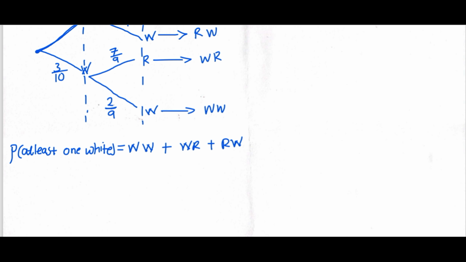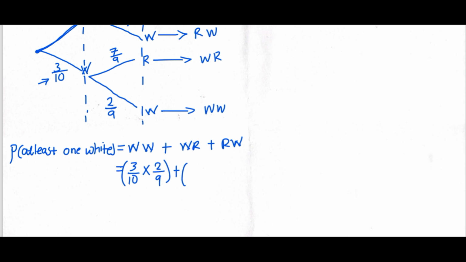So we are not going to include the RR, since in RR there is no W. Now, the first letter here, like this first W, represents the first before you do the substitution. That's a pattern here. So the first W is 3 over 10 multiplied by the second W. You need to take the one that was affected. So it's 2 over 9 plus here.